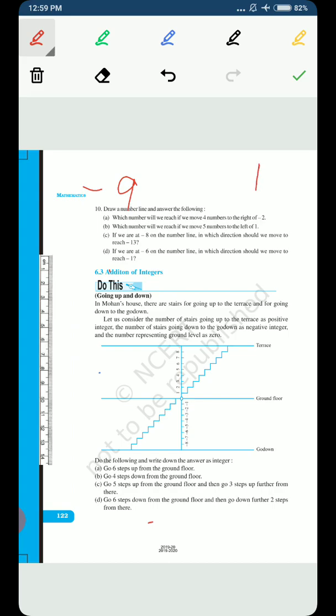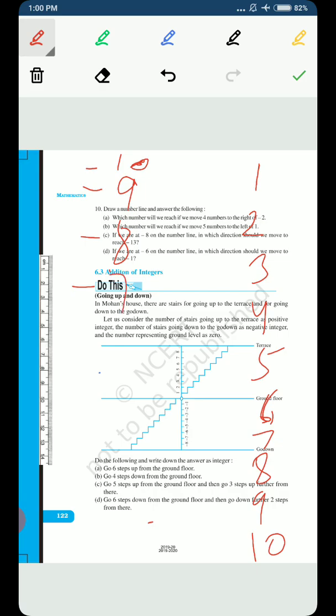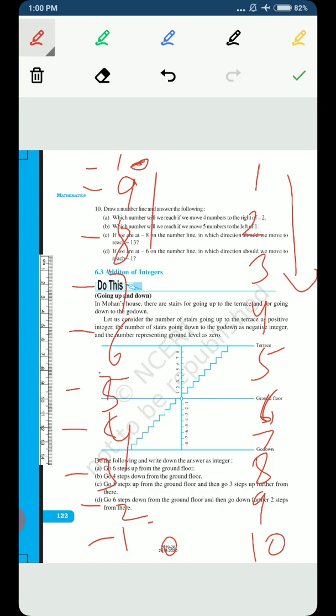So where we write the positive integers as 1, 2, 3, 4, 5, 6, 7, 8, 9, 10, on the other side we write the negative integers as -10, -9, -8, -7, -6, -5, -4, -3, -2, -1, and then comes 0. So both are in increasing order. The positive integers are in increasing order, and the negative integers are also in increasing order.